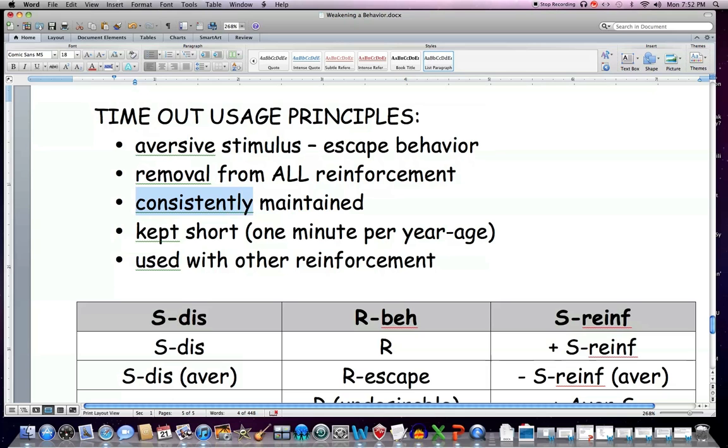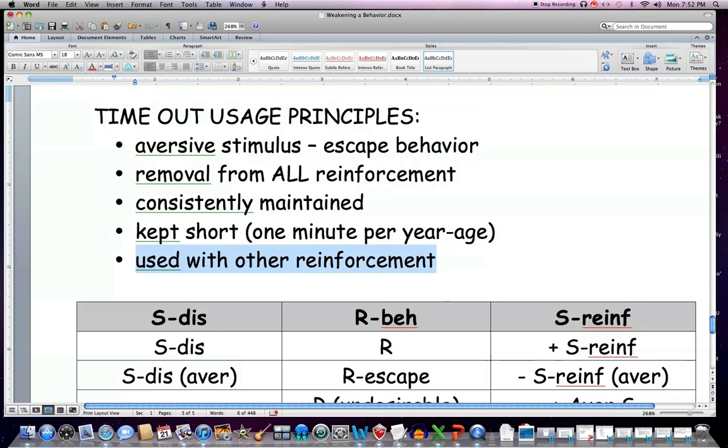Thirdly, it needs to be consistently maintained. You have to be very strict and consistent with this, as you do with all of these particular principles and examples. It should be kept short, and they recommend about 1 minute per year of age. So 9 years old, it's about 9 minutes of time out. That's just a rule of thumb.